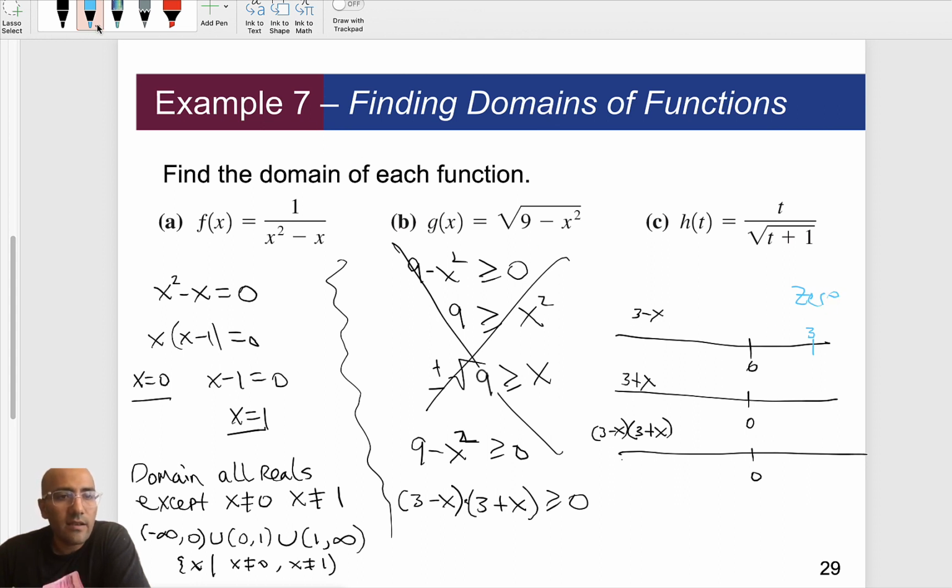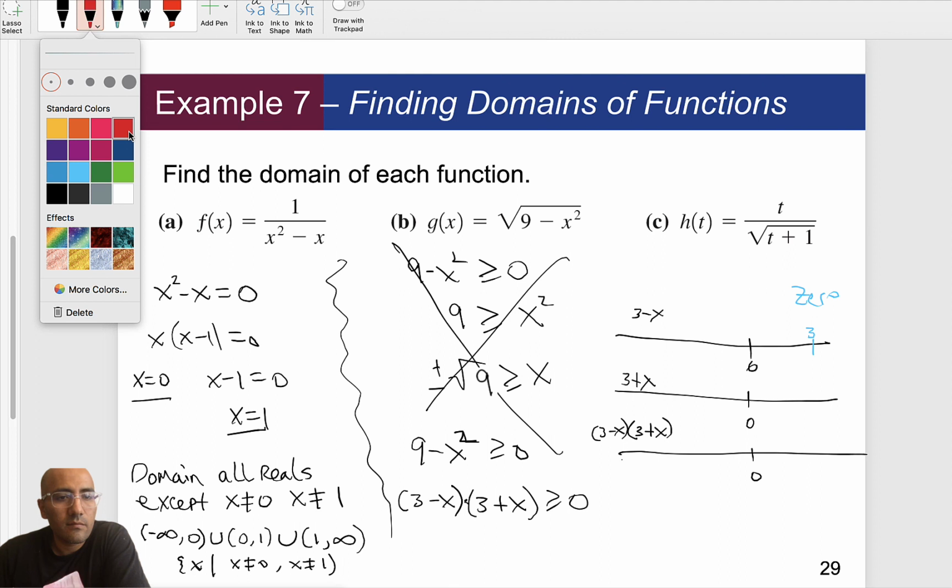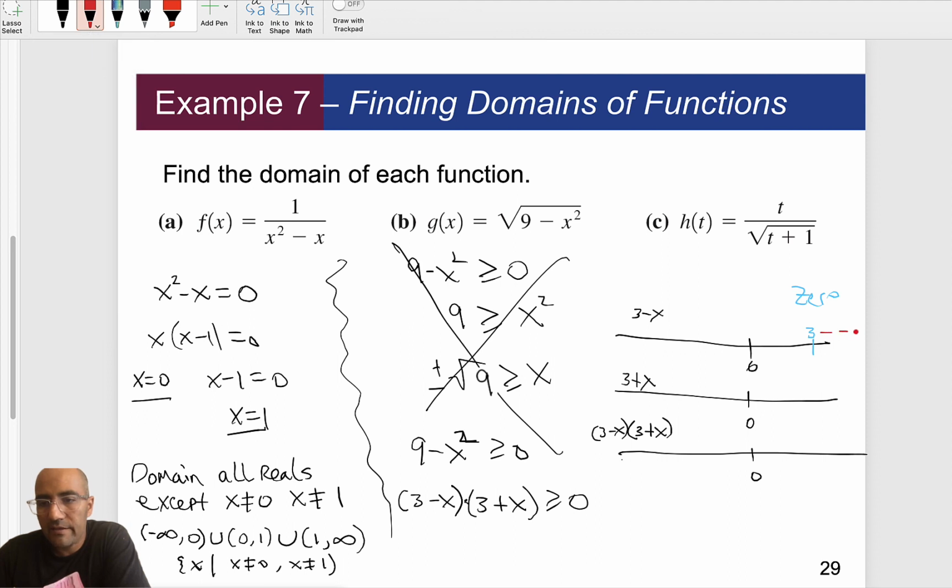To the right of that number, when I put in numbers that are bigger than 3, like a 4, a 5, or a 6, I'm going to get a bunch of negatives. And when I put numbers that are to the left of that, I'm going to get a bunch of positives. Plus, plus, plus, plus, plus, including over here. If I let x equal negative 1, for example, 3 minus negative 1 is positive 4.